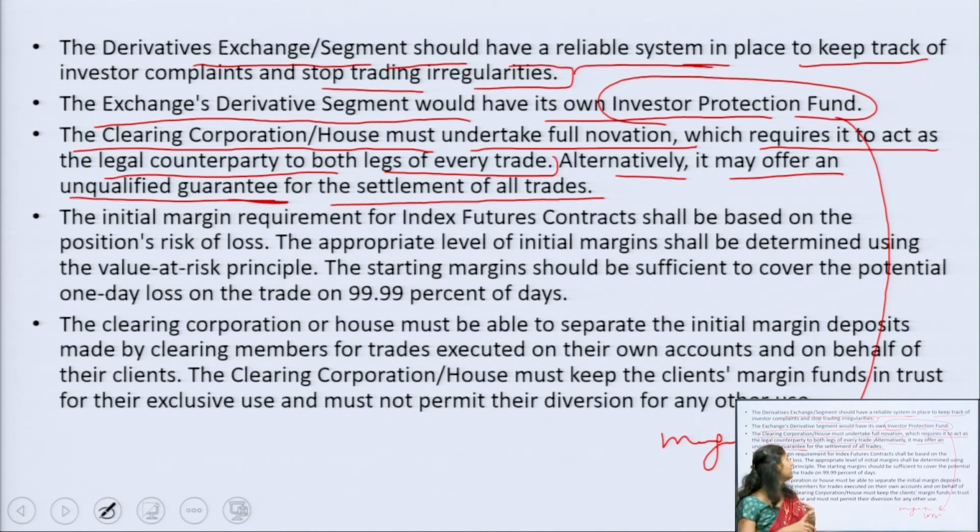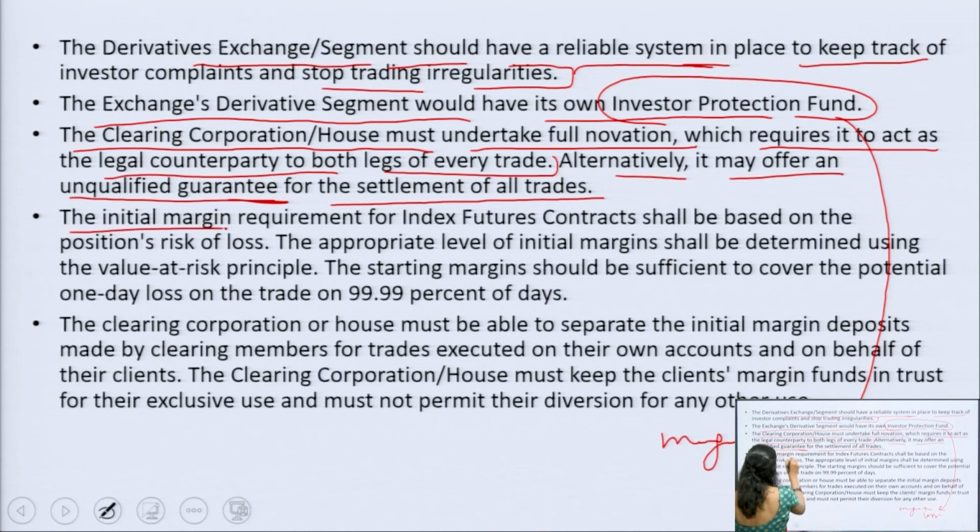So in that case, they can help the investor. We are talking about what requires it to act as a legal counterparty. So legally they must help both legs of every trade. It may offer an unqualified guarantee. They can also offer some kind of guarantee for the settlement of all the trades, if any kind of issues or settlement requirements arise.